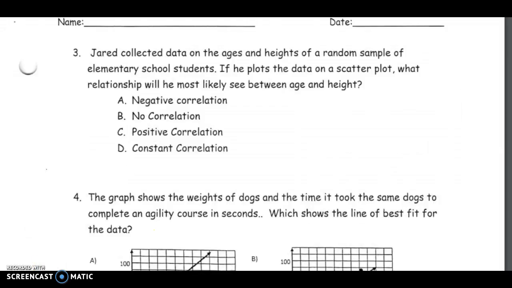Number 3, Jared collected data on the ages and heights of a random sample of elementary school students. If he plots the data on a scatter plot, what relationship will he most likely see between age and height? A, negative correlation, B, no correlation, C, positive correlation, D, constant correlation.